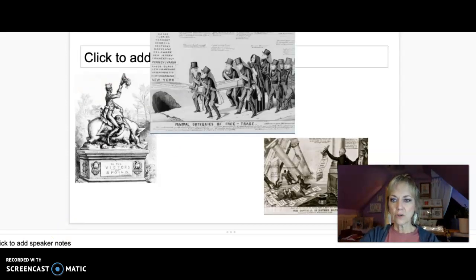These are just some political cartoons. Lots of political cartoons with Jackson here. This is about the spoil system. This is about the tariff issue. And again, this is about the bank, the downfall of the bank.